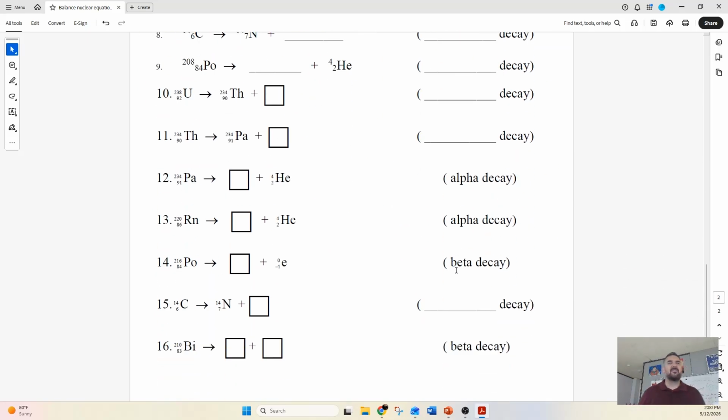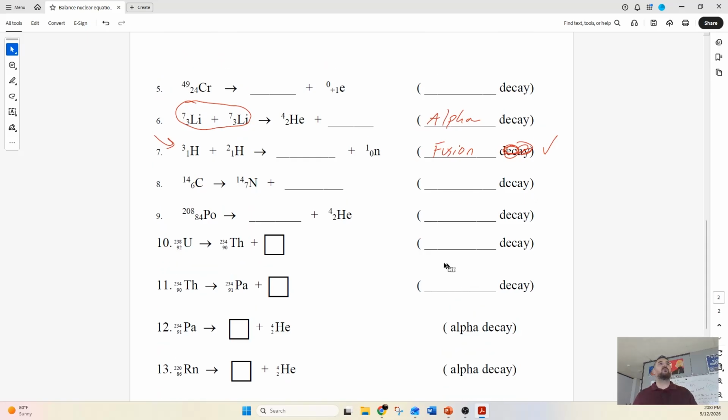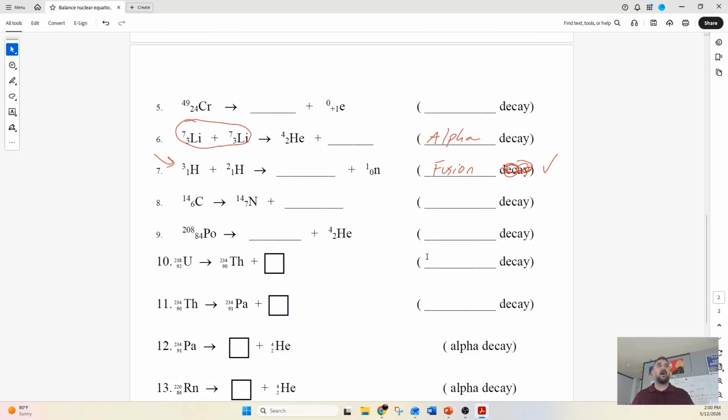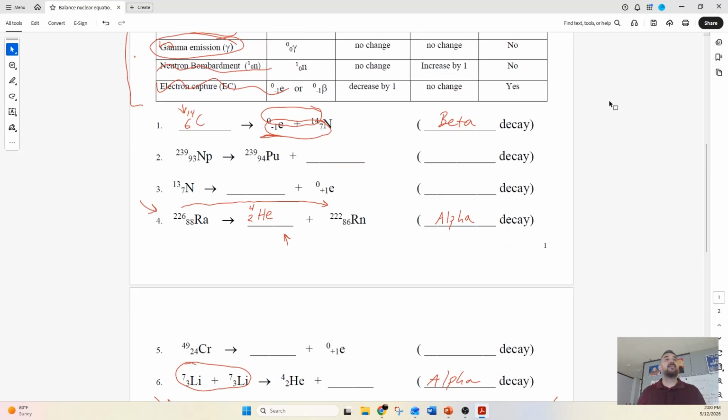Y'all got this. This will take you about 10 minutes to do. Once you're finished with this, I want you to move on to the mock ACP. And once you're done with the mock ACP, that's it. You're done for the day. Please do not waste any time.